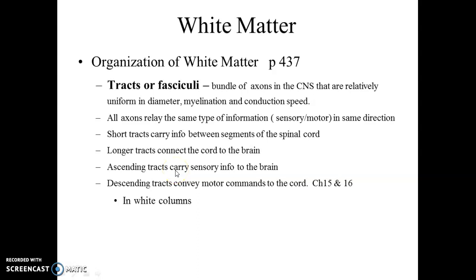Ascending tracts carry information to the brain from the body, so they're ascending to the brain. When it's from the brain down to the body, that would be descending tract, and that would be motor commands. That would also be efferent. So the ascending starts with an A. It is afferent. Descending has an E in it. It is efferent. D-E, it's descending. Efferent. Think of it that way.